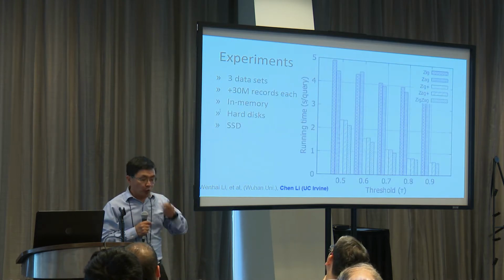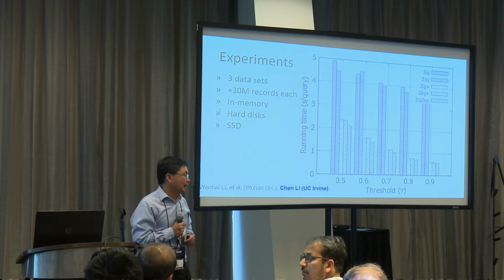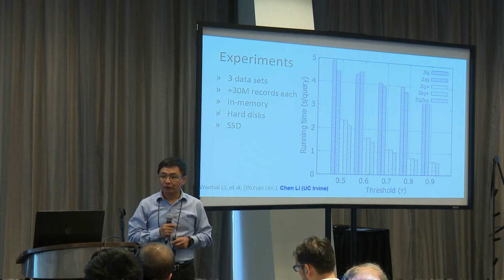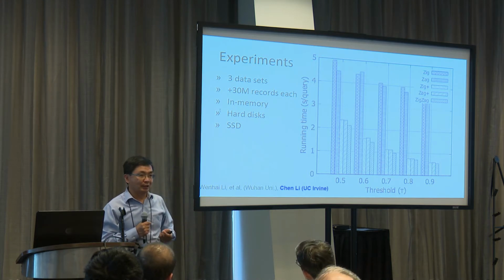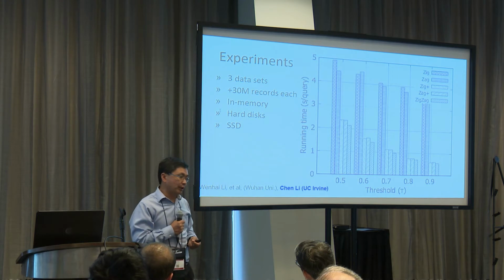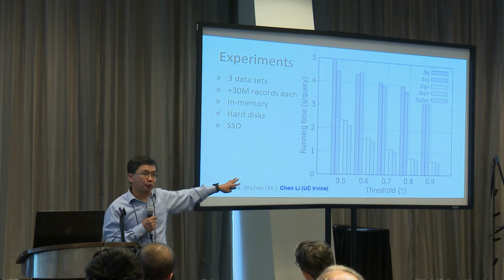So we did a whole bunch of experiments using 3 real data sets, and each data set has at least 30 million records. We also consider different memory settings, like in-memory, on-disk, and flash drive. This is one of the figures showing the performance numbers of all the algorithms we have proposed.